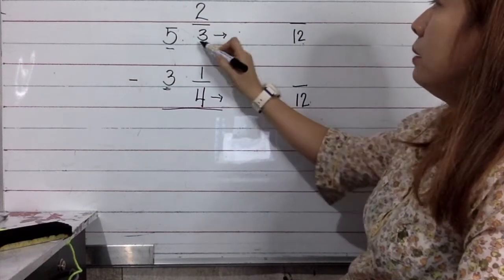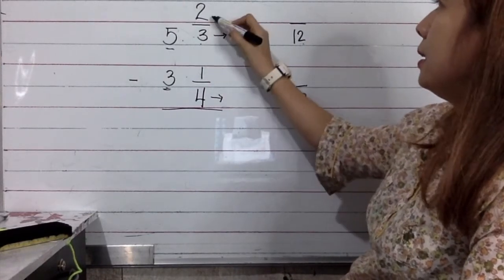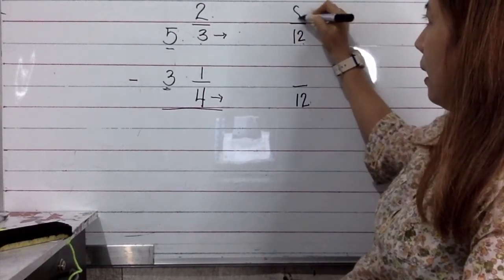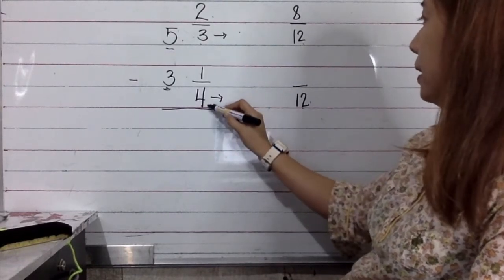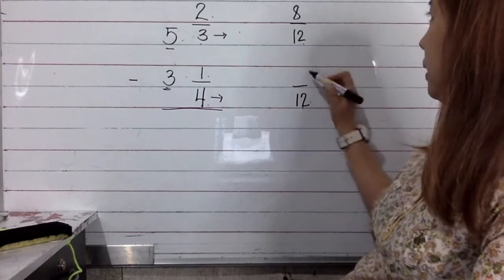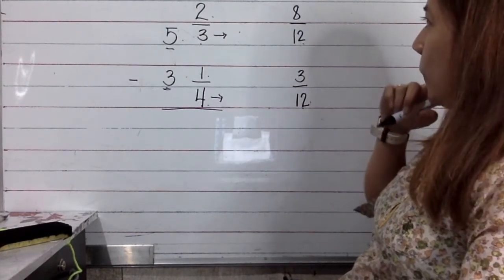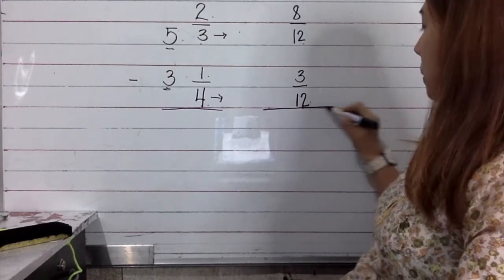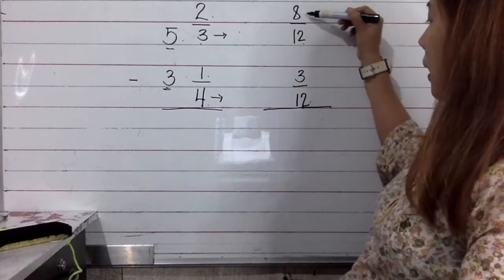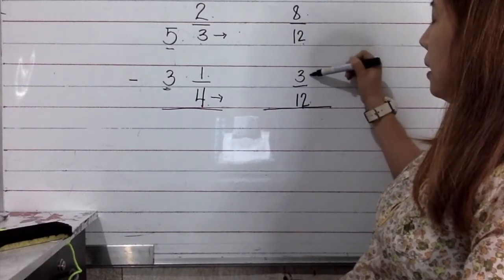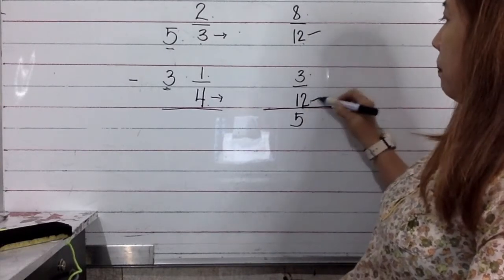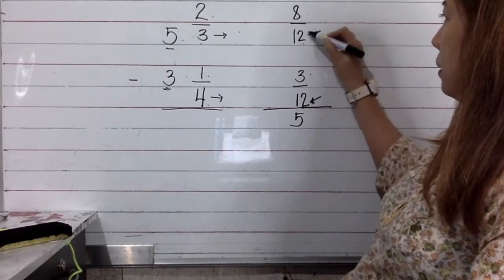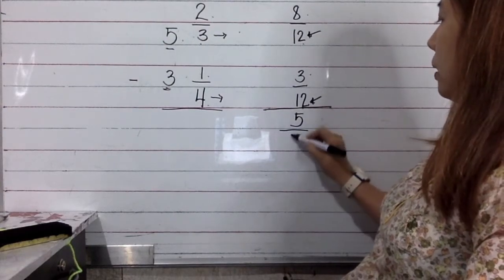Our LCD is 12. 12 divided by 3 is 4, times 2 is 8. 12 divided by 4 is 3, times 1 is 3. So let's proceed. 8 minus 3 is 5. We're just going to copy the denominator because they are now the same.